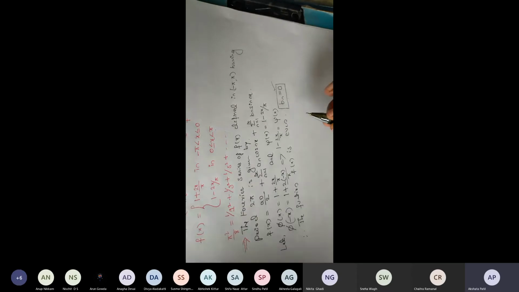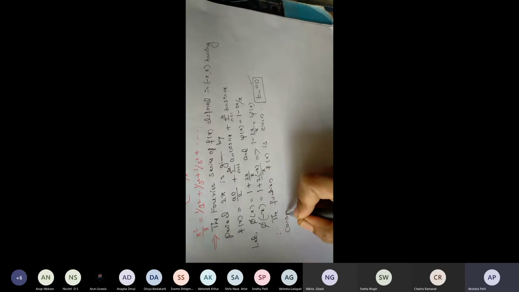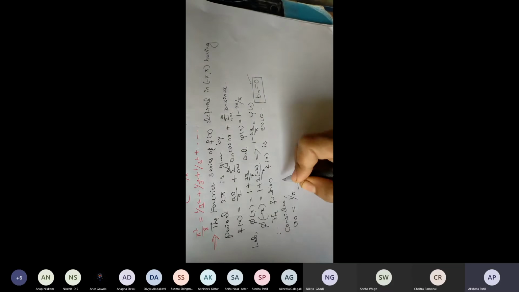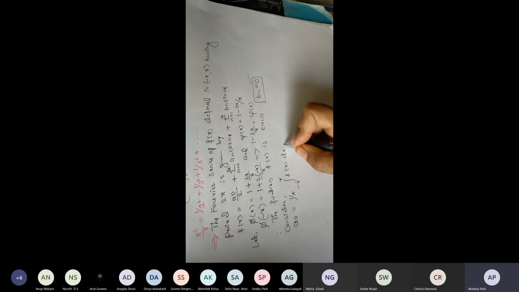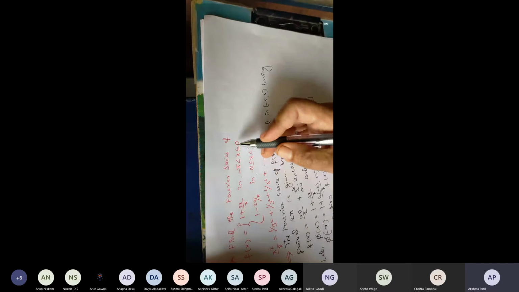Now let us move and calculate the a naught and an terms only. You know how to calculate a naught and an terms. So we can write, consider a naught equals, the formula is what? In the interval minus pi to pi, 1 by pi integration from minus pi to pi of f of x dx. Now here they have given two functions in the question, means we have to split this interval minus pi to pi into minus pi to 0 and 0 to pi.